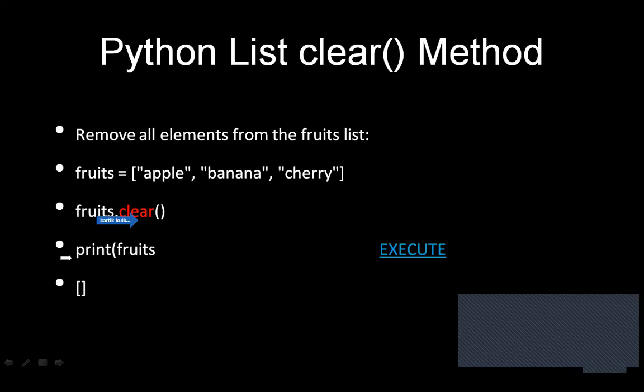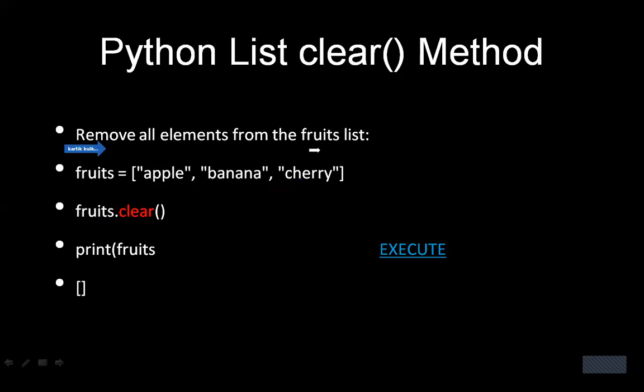Okay, and then if I would be printing the list here, what will be the output? You can notice that the output will be only the square brackets. Now see, the input that I have given here: apple, banana, cherry. All these three elements will be removed from the fruit list. How will it be removed? With the help of the clear method. So you will be getting the output as the brackets itself.